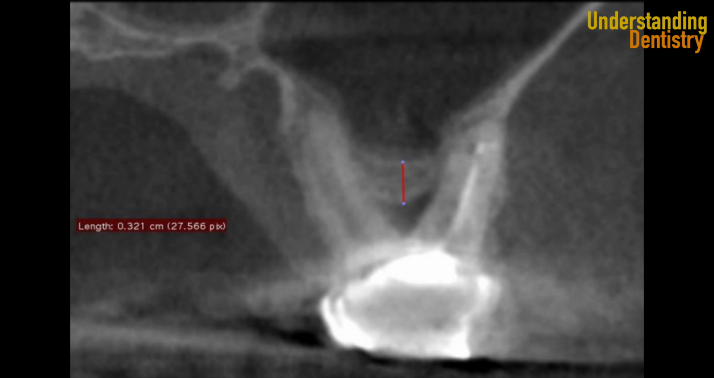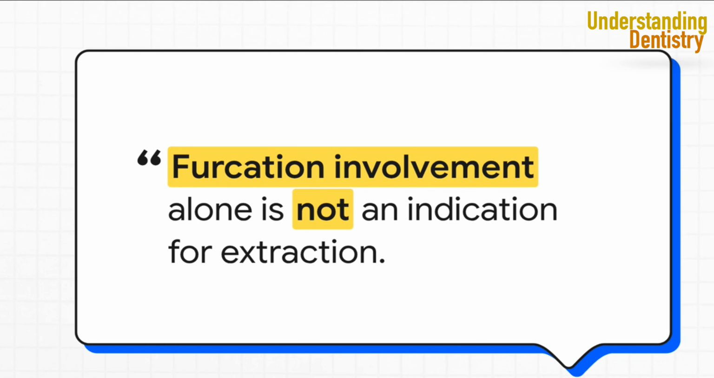And this is so important. This quote from the Scottish Dental Clinical Effectiveness Program Guidance should be our mantra. Furcation involvement alone is not an indication for extraction. Seeing a furcation isn't the end of the road for a tooth. It's the beginning of a conversation about a treatment plan.